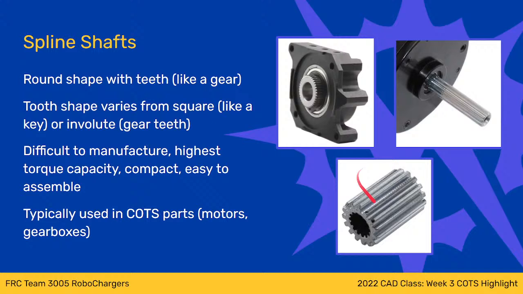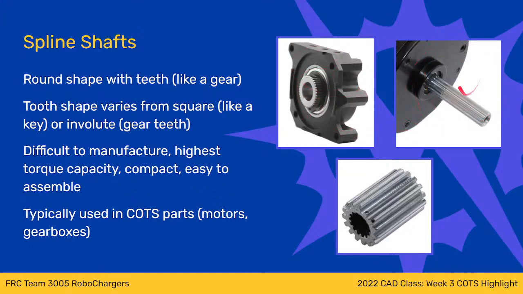These are actually FRC parts. This is the output of the MAXPlanetary gearbox. This is a REV product that I actually designed. We use these short little spline shafts to engage between the stages of the gearbox. Some of you guys that worked on the robot last year probably put these gearboxes together.